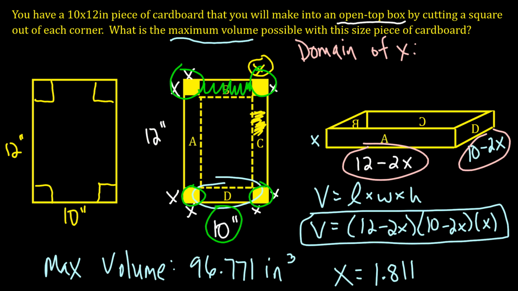For the other side, the maximum x could be for the length side is 6, but it doesn't matter, because if you go above 5, then you have problems on the other side.